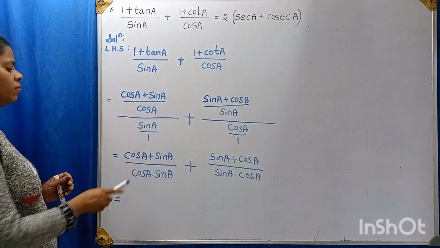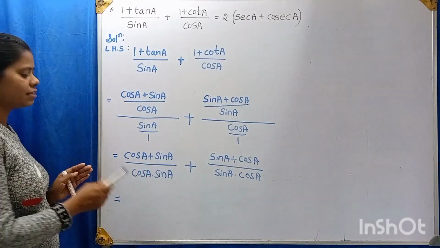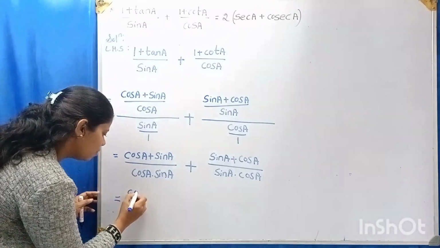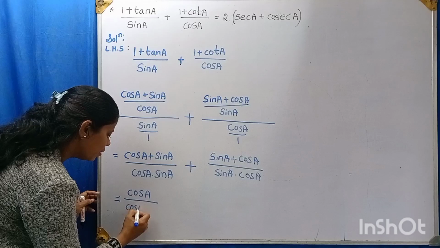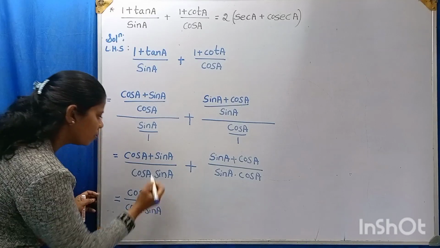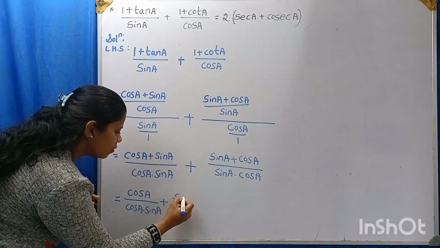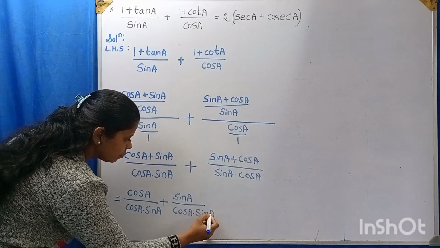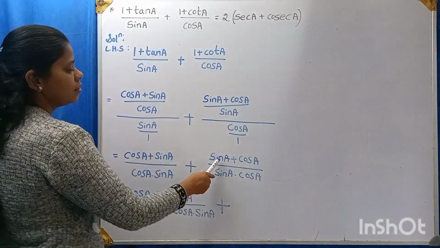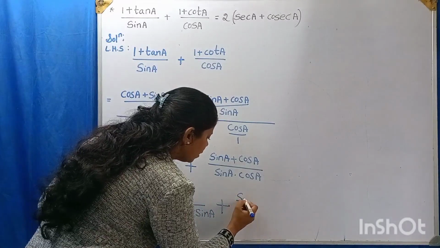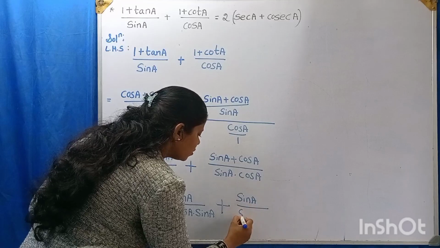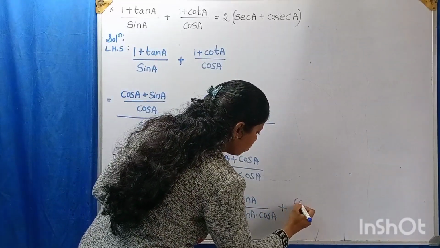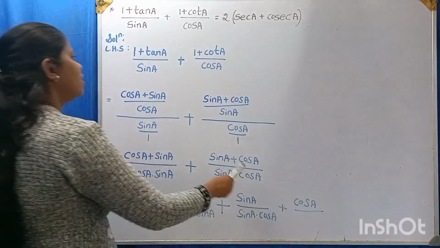Okay, let me rub that. Is equal to, now (cos A plus sin A) divided by cos A into sin A. Split this term, which means we can write it as cos A divided by cos A into sin A, plus sin A divided by cos A into sin A, plus sin A divided by sin A into cos A, plus cos A divided by sin A into cos A.